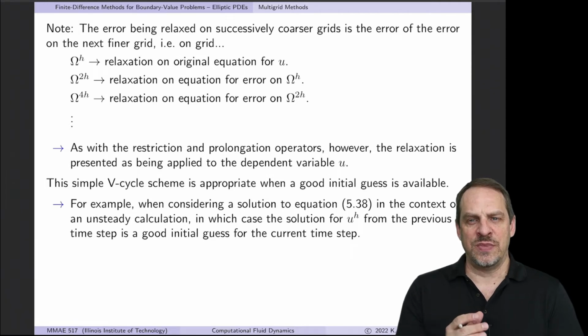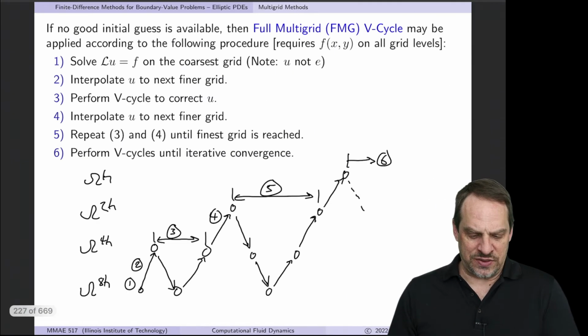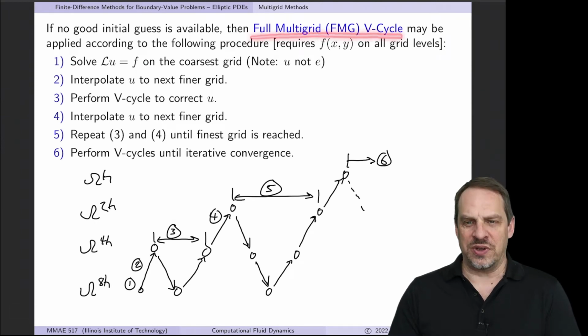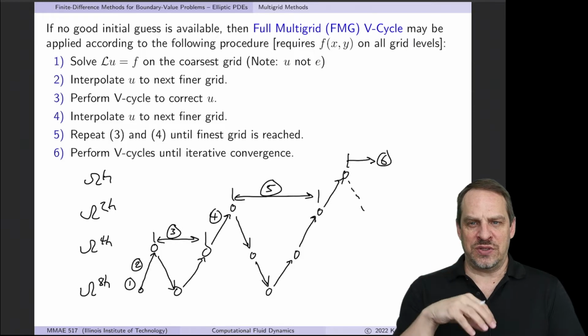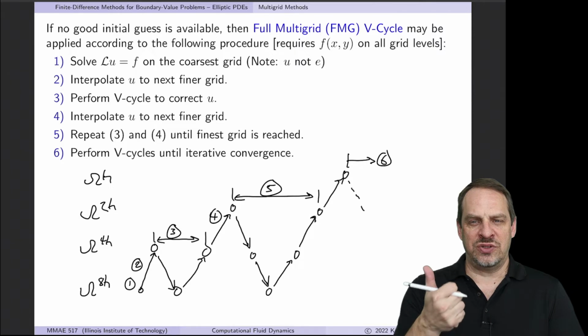If we do not have a good initial guess, then we use what's known as full multigrid V-cycles, or FMG. The components, the ingredients in this cake that I'm about to bake, are exactly the same as before: relaxation, restriction, and interpolation.